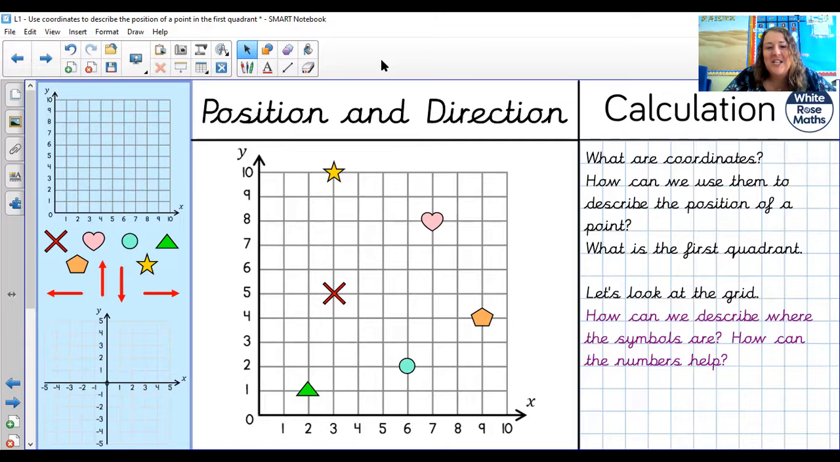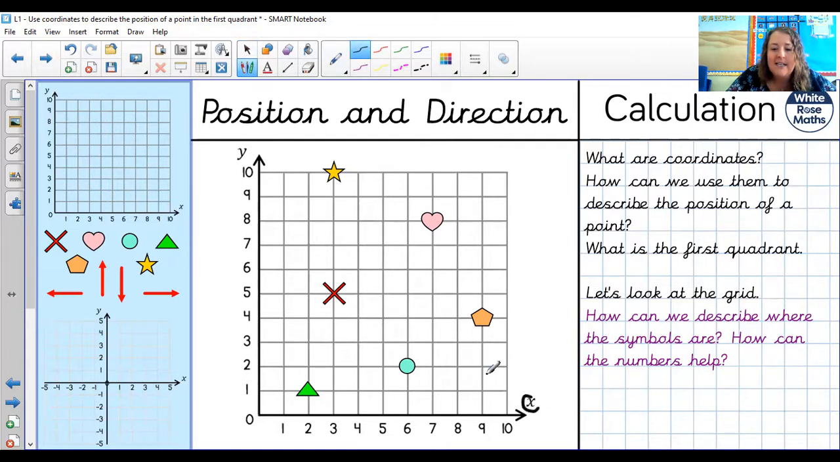Okay, what we can actually do when we have these grid references or these coordinates is use the numbers at the bottom and the numbers at the side to describe where they are. And there is one key thing that we need to remember. When I was at school, we were always taught it's along the corridor and then up the stairs. Or with our alphabet, it's X first and then the Y. So anything on the X, and the letter X comes before the letter Y, the X will come first.